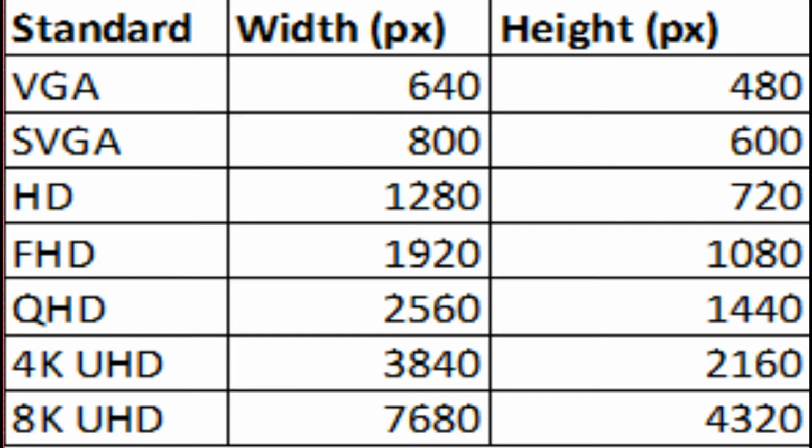This table highlights some commonly used resolutions like VGA, as we see in really cheap or old camera phones, SVGA, HD, Full HD, Quad HD, 4K and 8K Ultra HD. You might want to pause the video here and take a better look at the table.